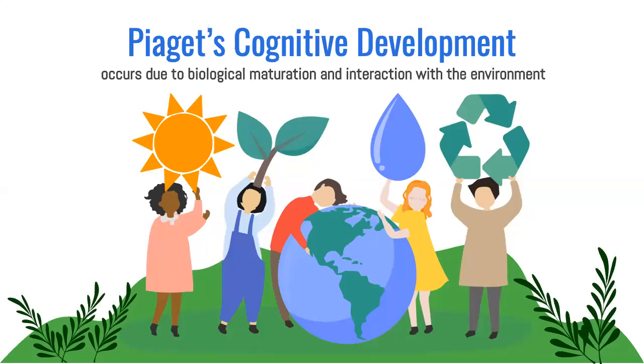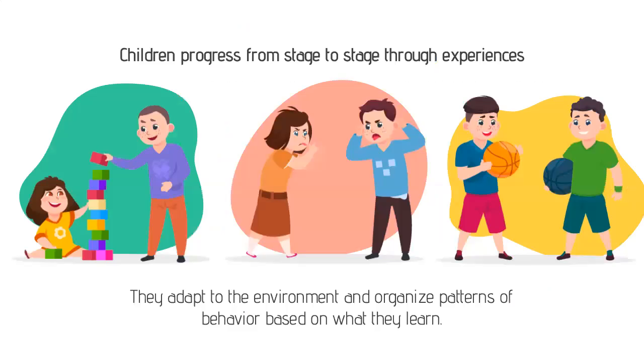Piaget's cognitive development occurs due to biological maturation and also interaction with the environment. From this notion, the child should be encouraged to interact with their environment in order to learn new information. Children progress from stage to stage through their experiences, such as shown in these pictures.